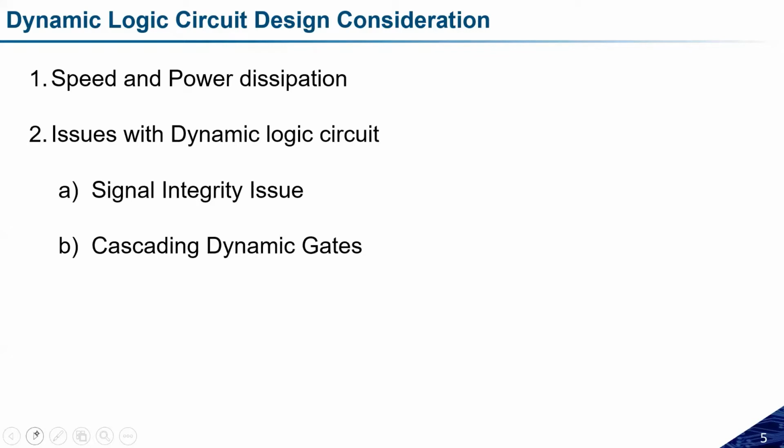The first one could be the signal integrity issues, and the second one will be the cascading problem, like if I am cascading two different logic circuits, then what kind of problem we will face. Okay, so let us consider one by one. The first one is the speed and power dissipation.